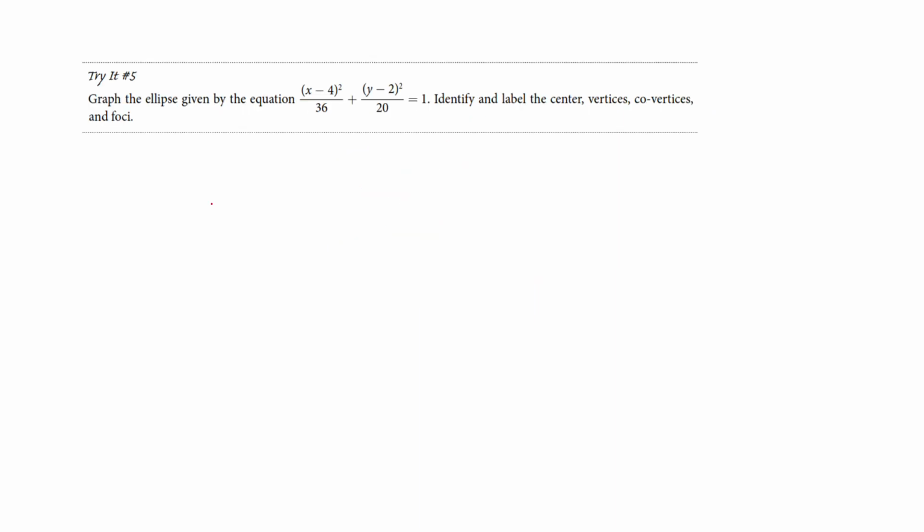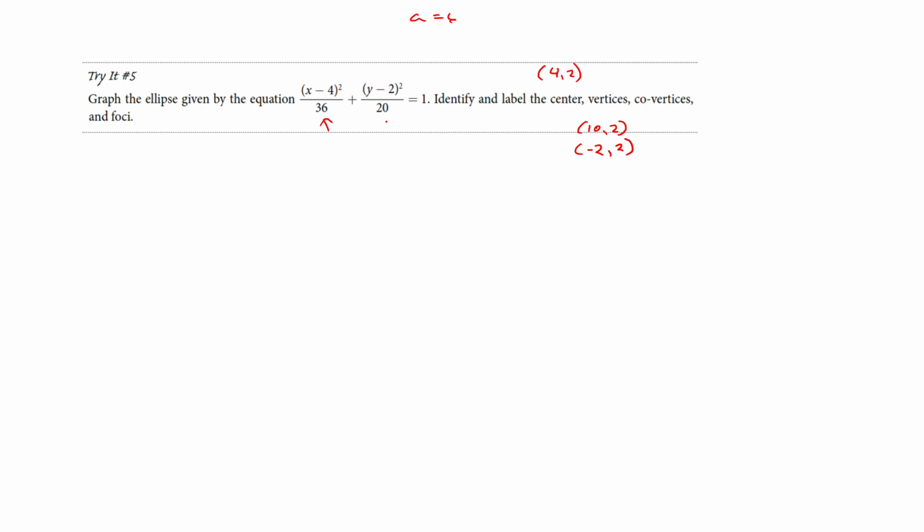Okay, let's try one more of these here. So let's find our center. Now remember, it's built with a minus, so my center here is at 4, 2. Now how about the vertices? Well, the major axis is going to be horizontal, and A is going to be 6. So I'm going 6 on the X, so 10, 2. And I'm taking 6 away on the X, negative 2, 2. That makes sense?